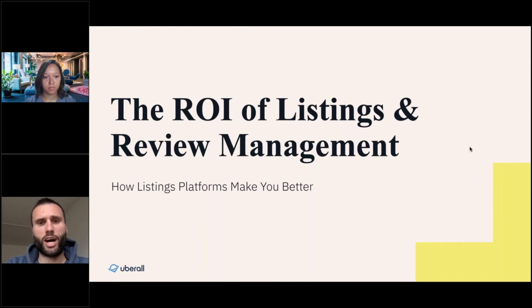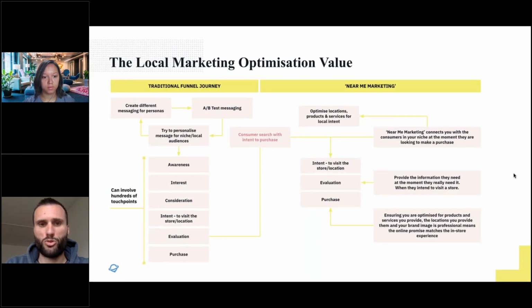Great. So I'm just going into the ROI of listings and review management. And first of all, I just wanted to show you this high-level overview of the traditional funnel journey and why this near me search, local search, is an opportunity, and what the return on investment is when you're optimizing for this journey. So in a traditional funnel journey, you have to create a lot of different messaging. You have to do A/B testing, and then you have that awareness to purchase stage, which is very long, and there's traditionally a very long sales cycle.